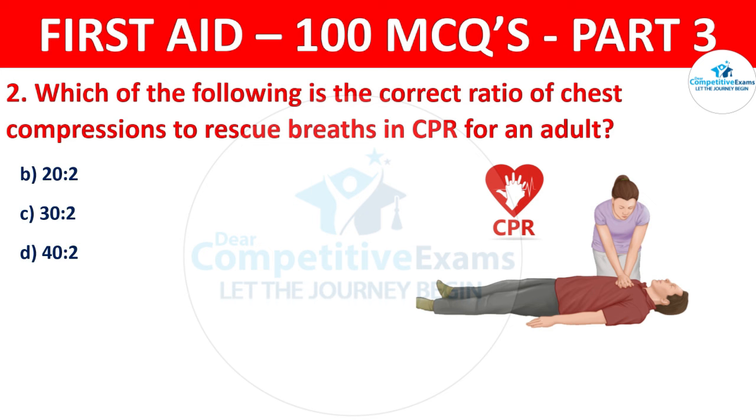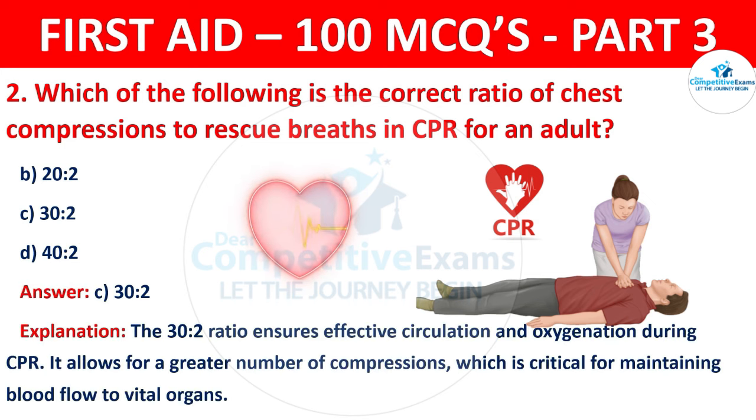The correct answer is C. That is 30:2. The 30:2 ensures effective circulation and oxygenation during CPR. It allows for a greater number of compressions, which is critical for maintaining blood flow to vital organs.